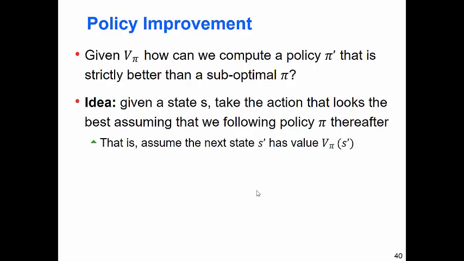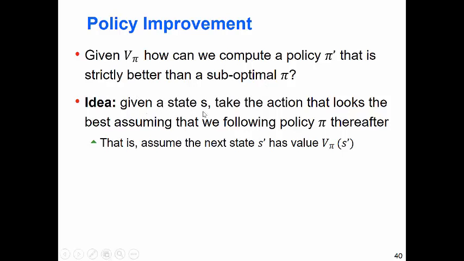So the magic operation is this improved policy, right? And so this is our question: if I give you v pi, how do you compute pi prime that's strictly better? And of course, it can only be strictly better if pi is suboptimal somewhere.